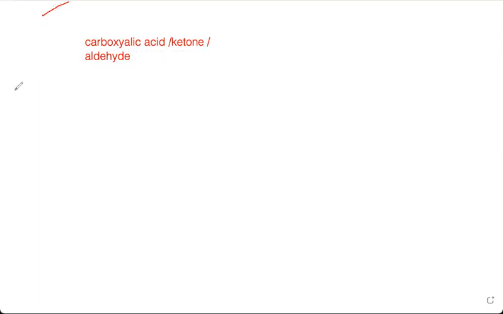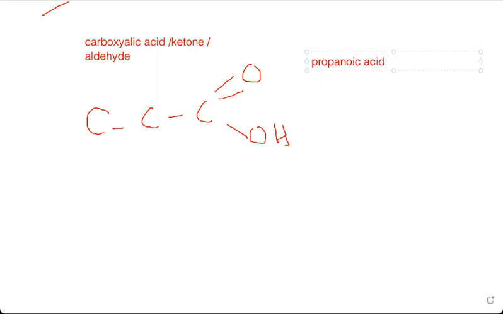I hope now you have a strong grip on the structures, sorry, the skeletal formula. So let's do some chains, naming of the chain first. See, this is carbon, one more carbon, O and OH. This is 3 carbon, propanoic acid. This is carboxylic acid, propanoic acid.